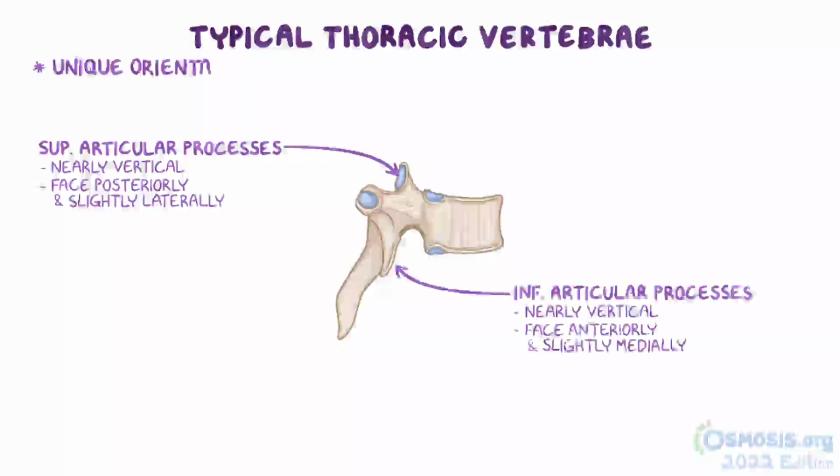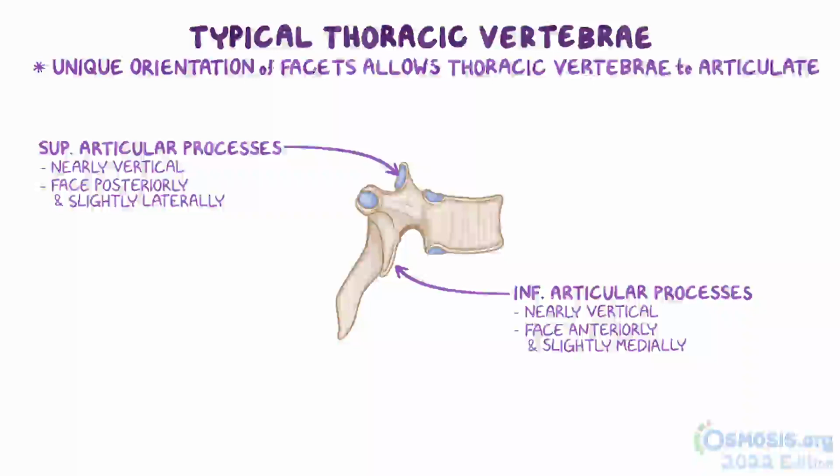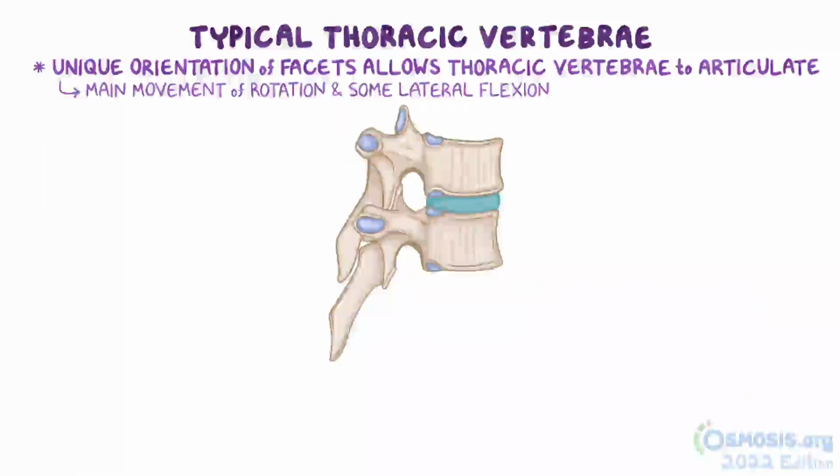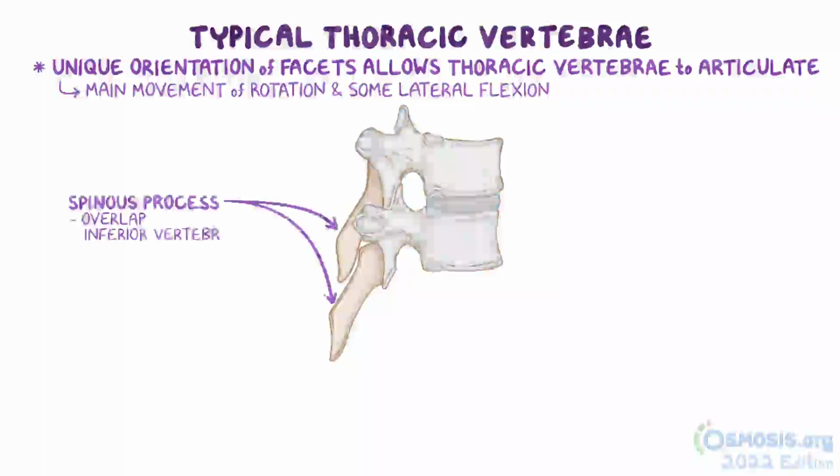The unique orientation of the facets allows adjacent thoracic vertebrae to articulate nicely. This orientation also results in the main movement of rotation and some lateral flexion of the thoracic vertebrae. The spinous process of a typical thoracic vertebra is long and slopes postero-inferiorly, overlapping with the inferior vertebra.